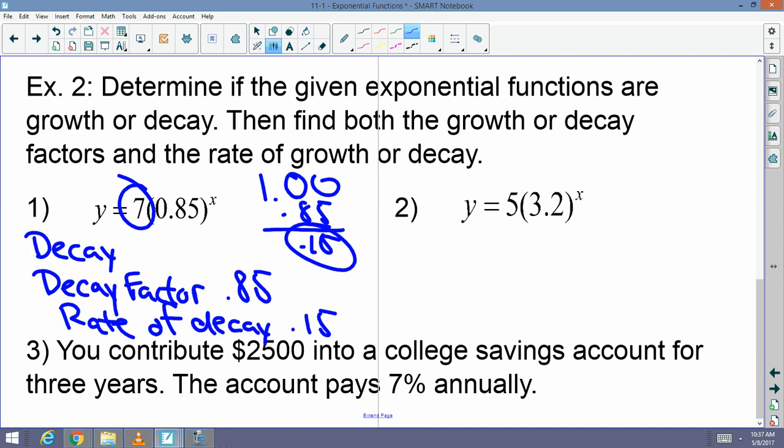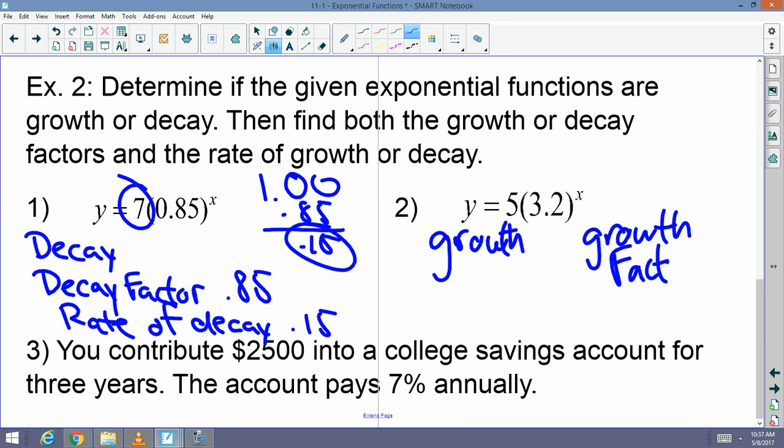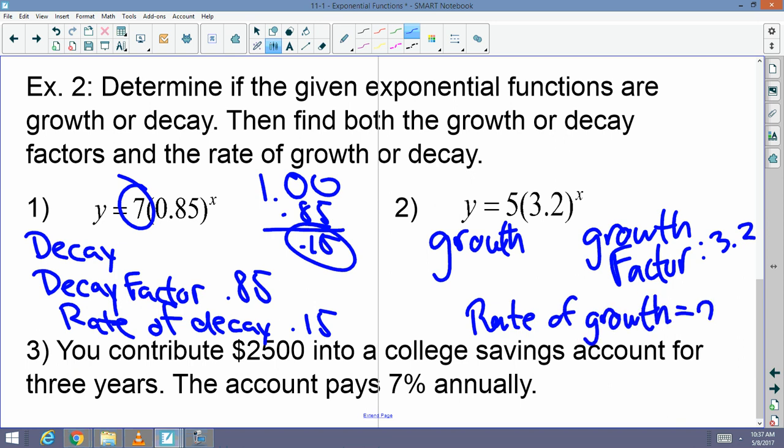Is that decay or growth? This is growth because it's greater than 1. Okay, what's my growth factor? That's right. My growth factor is 3.2. What's my rate of growth? It would be 2.2. How did you do that? Because 3.2 minus 1 is 2.2.